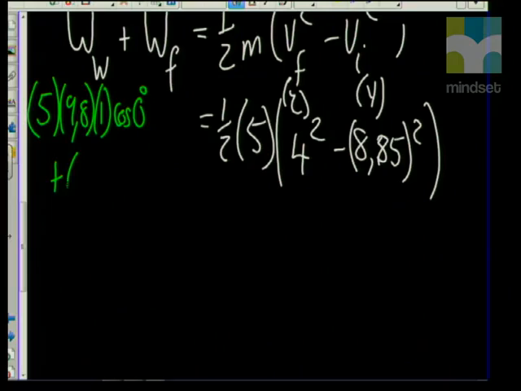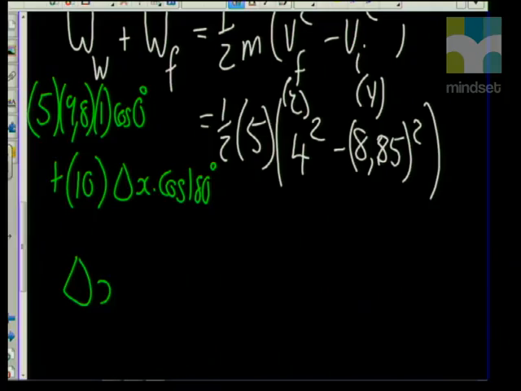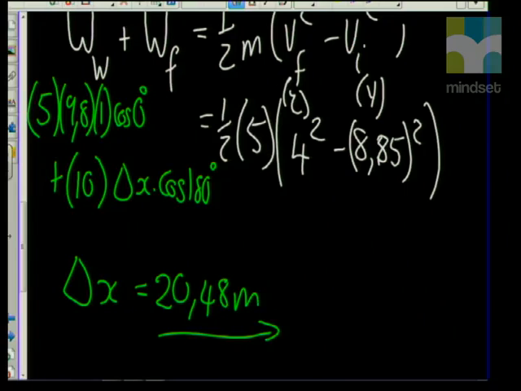Plus, what about the frictional force now? The frictional force is acting in the opposite direction to the direction of motion. So let's just fill that in. We know the frictional force was 10. We know that the distance is what we want to find, delta x. What about the angle? Well, you know it. It's cos 180 degrees. Now, guys, that all looks a little bit messy, but we can simplify it a little bit. If we do this on our calculator, we will find that delta x turns out to be 20,48 meters. I'm going to leave you the task of punching in the numbers on the calculator, and you can check your answer.